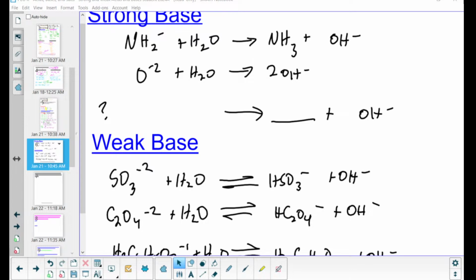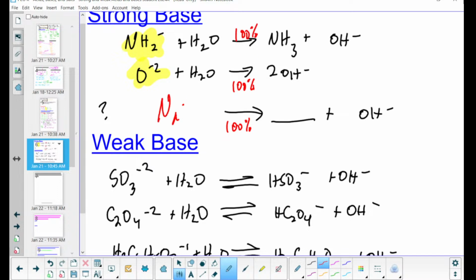The strong bases, there can only be two possibilities, but there is a secret third possibility. What other reaction do you know of gives off hydroxide with a one-way arrow and does it so at 100%? You got NaOH. Now, this is technically not an acid-base reaction. What unit did we do this in? Solubility.